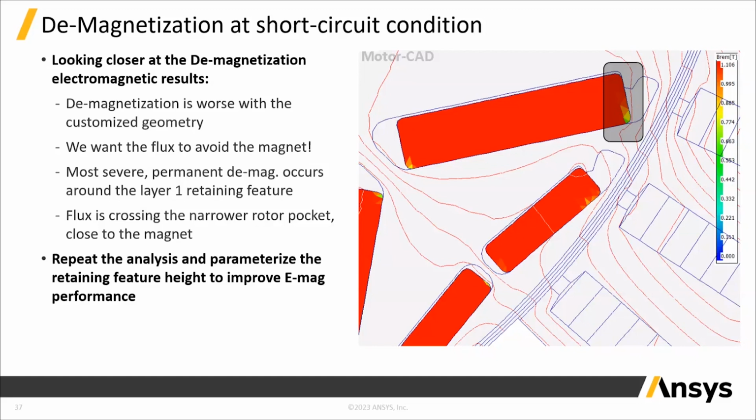And so we can see that with a narrowing of the retaining feature, magnetic flux is traveling a little bit closer to the magnet, and that's causing a new area of demagnetization to occur. So with that knowledge, we can go back to the parameterization. We could look at changing the geometry of that retaining feature, adding in the height as a new parameter, and then repeat this analysis and get an overall better design that meets all of the multi-physics requirements that we have for the electric motor.